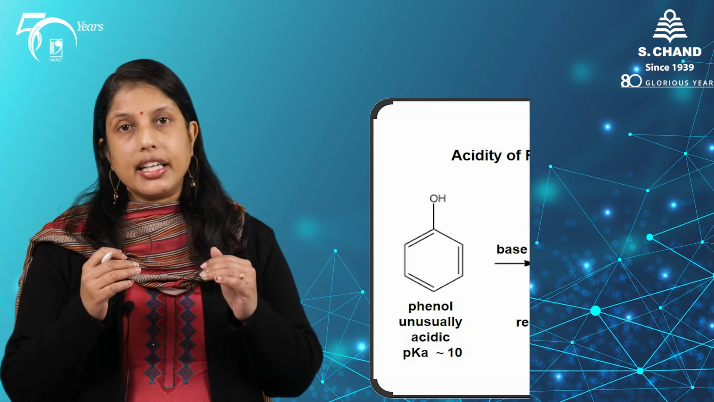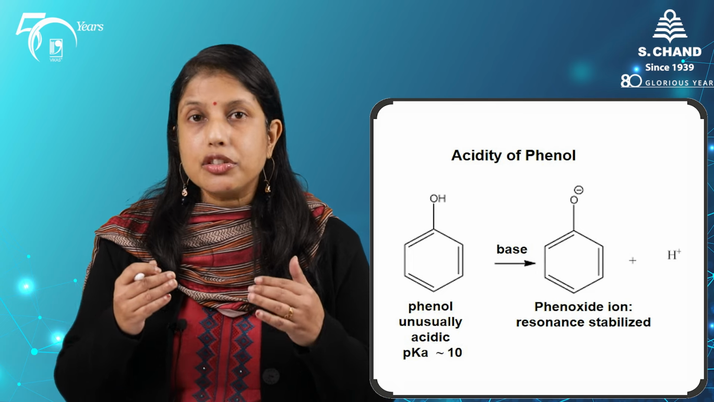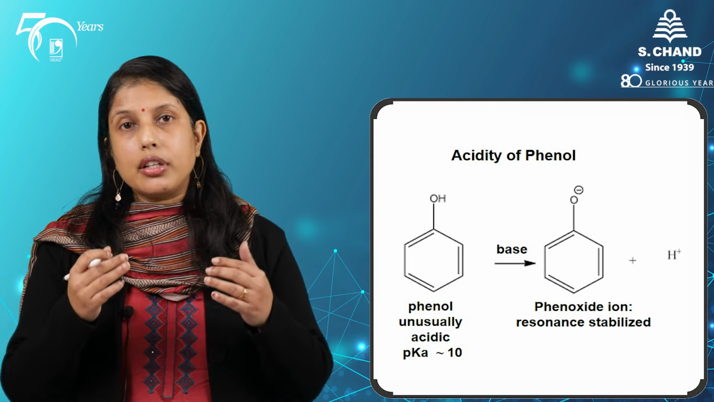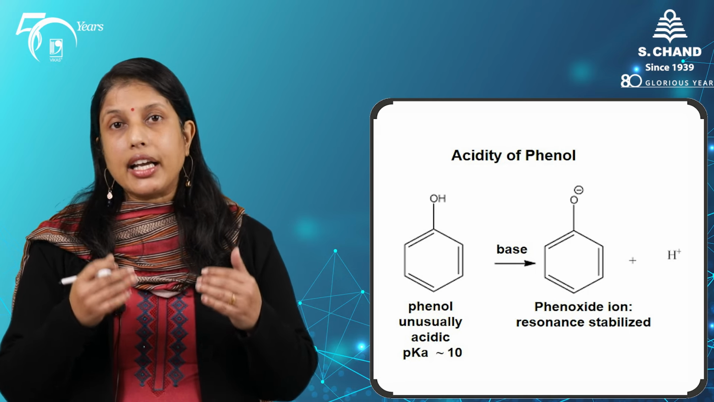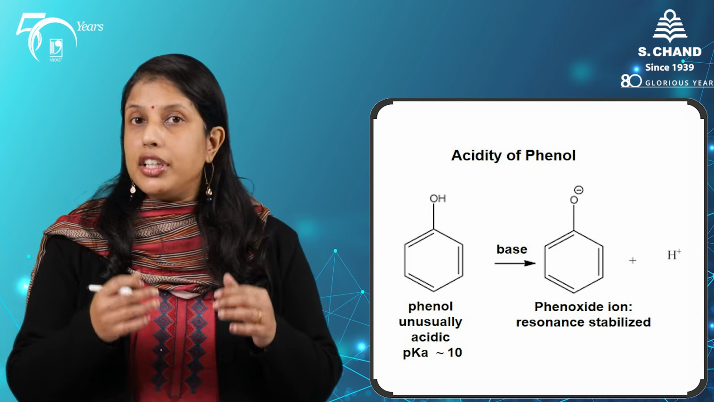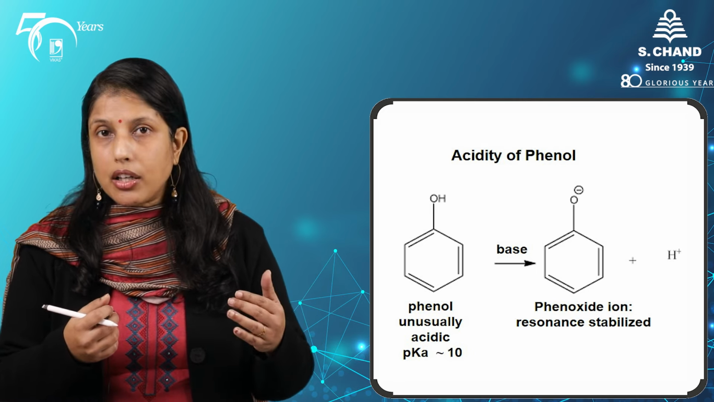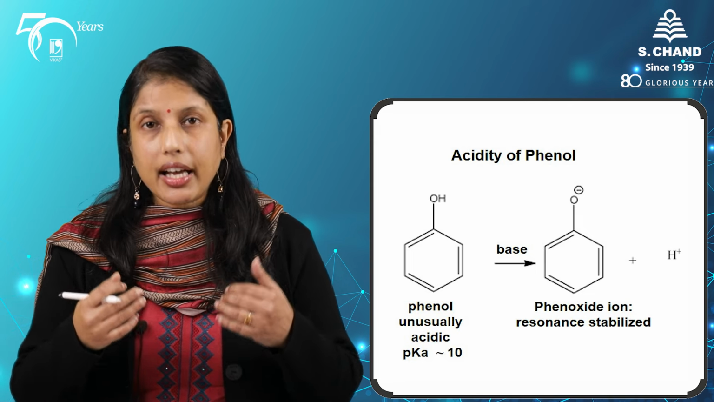Remember, alcohols were weakly acidic in nature. What does that mean? That means in the presence of a strong base, we are able to abstract the proton in the hydroxyl group to form our alkoxide ions. Now, phenols are stronger acids compared to alcohols, but not as acidic as carboxylic acids.